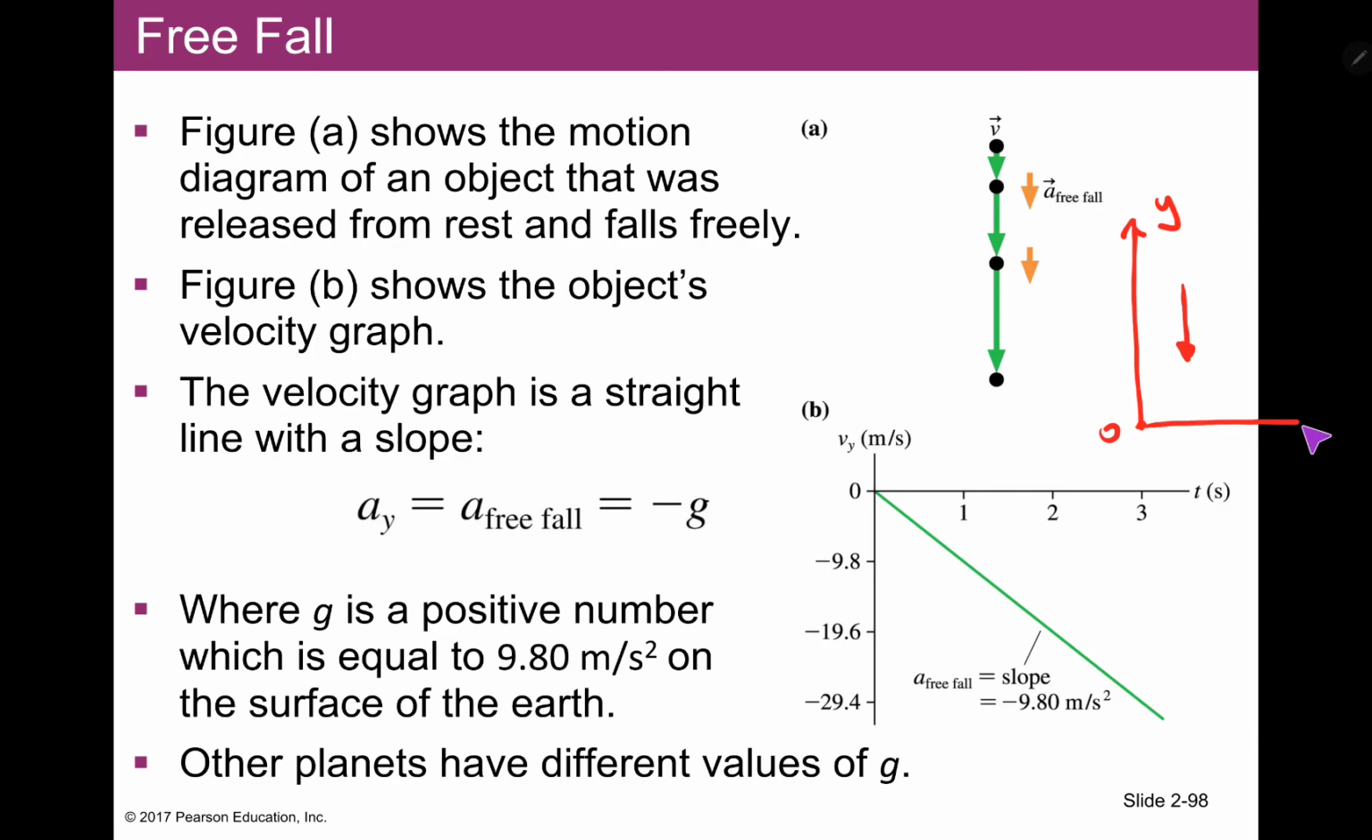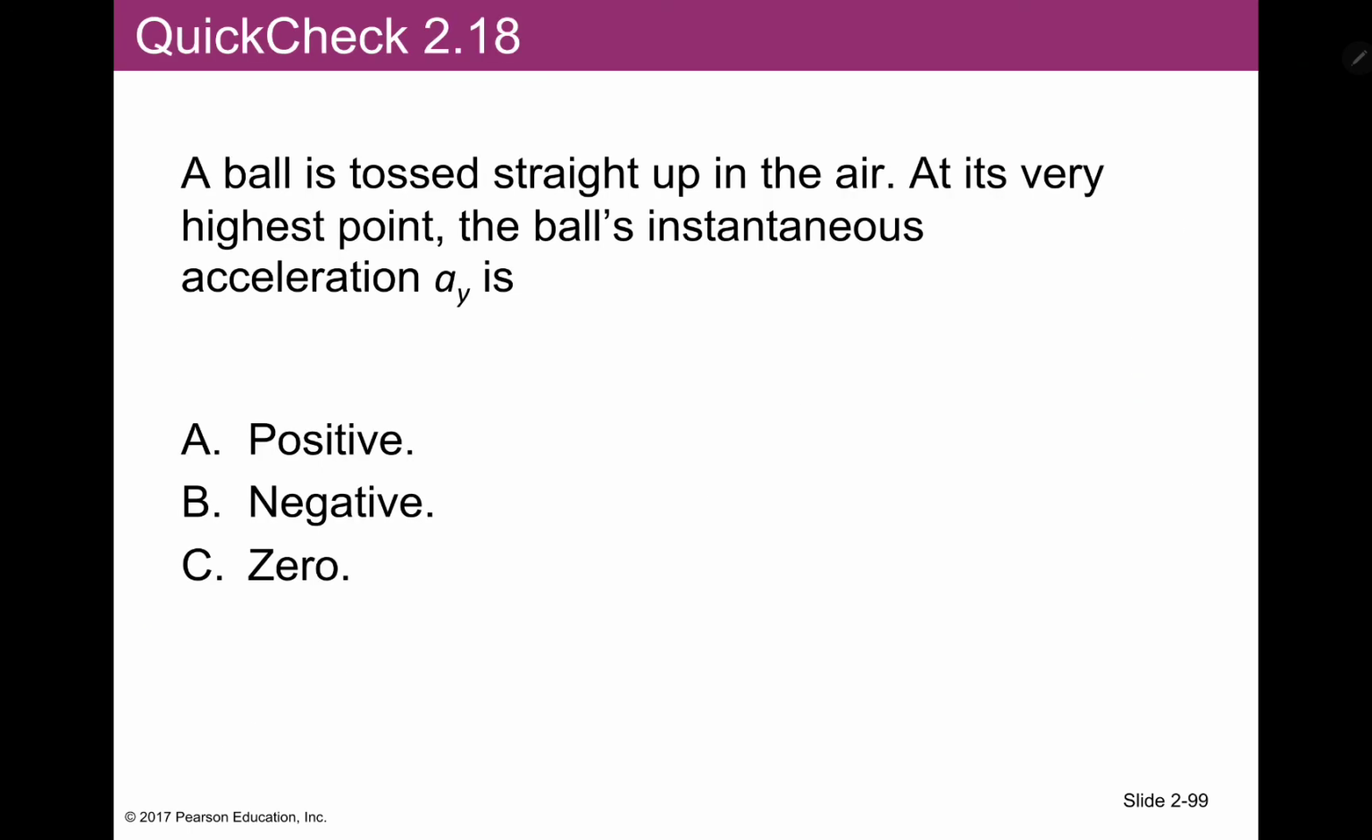For x, right side will be positive, left side negative. For vertical motion, upward is positive, usually downward negative. Quick question. A ball is tossed straight up in the air. At its very highest point, the ball's instantaneous acceleration... Instantaneous acceleration means acceleration at that time. It's like instantaneous velocity.